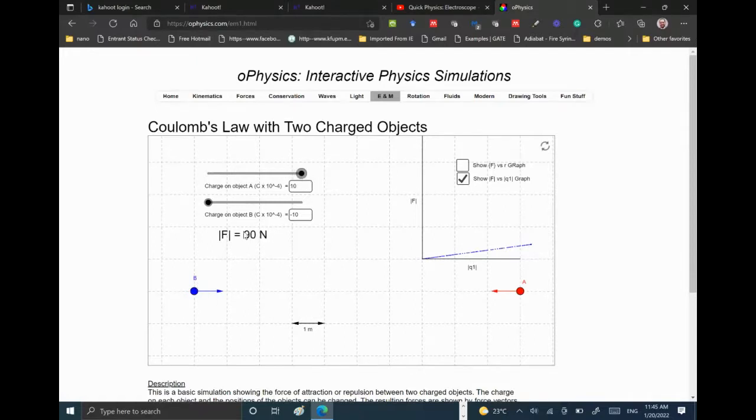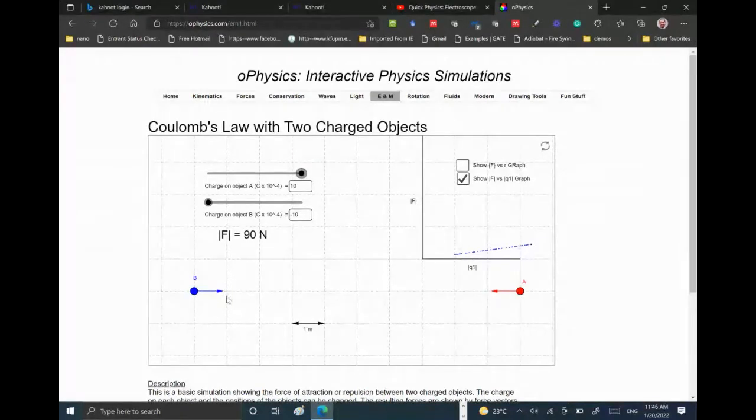Now let's vary the charge on the other object. Here it only allows us to see it when we vary this one, but you can see there is a linear relationship between the force that is between the two objects and the charge. So if you change Q1, the force will change linearly according to that.